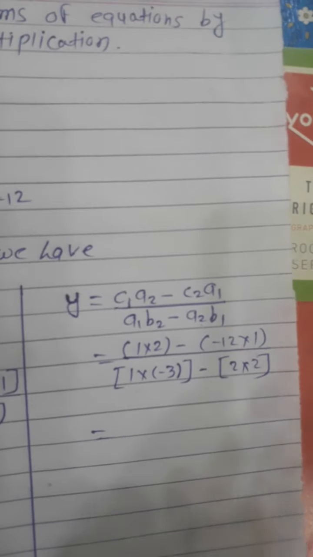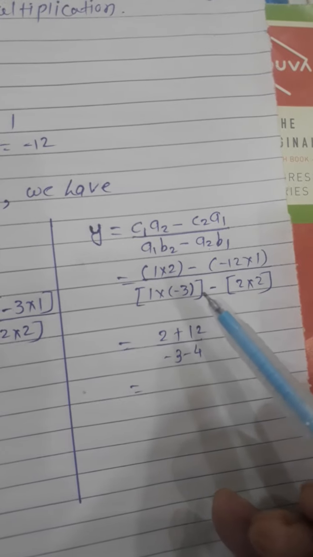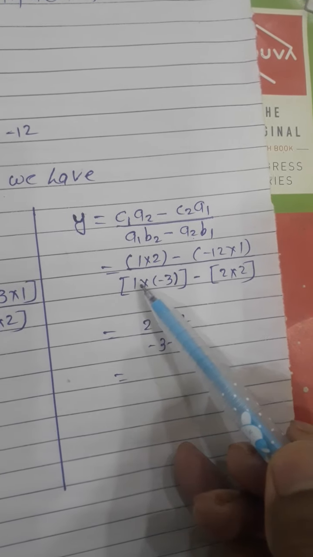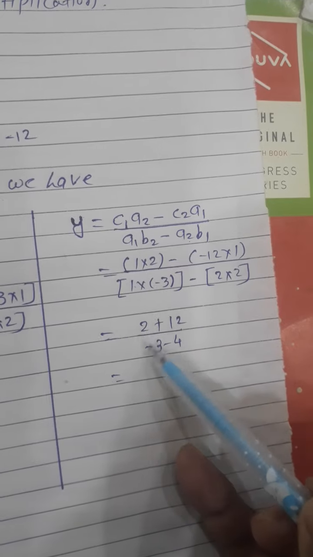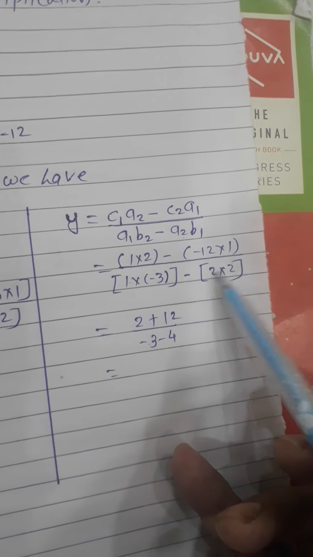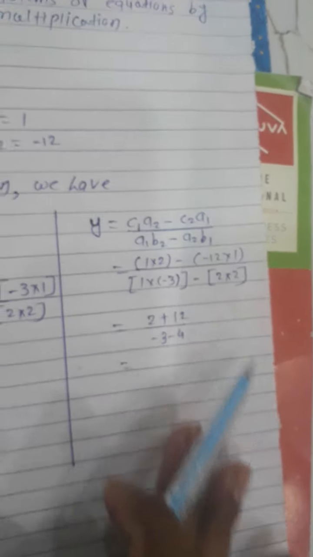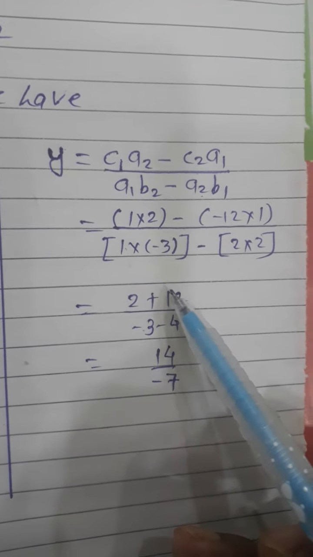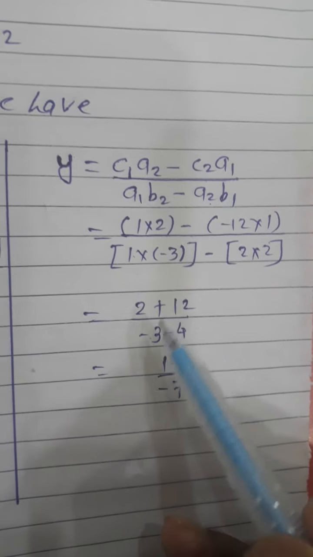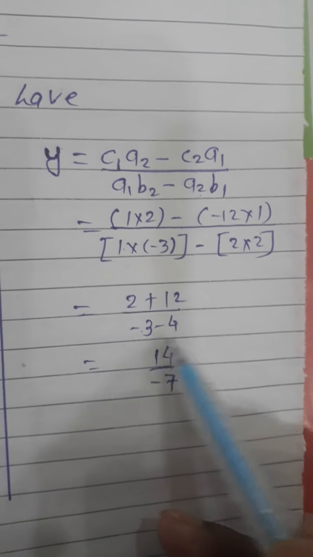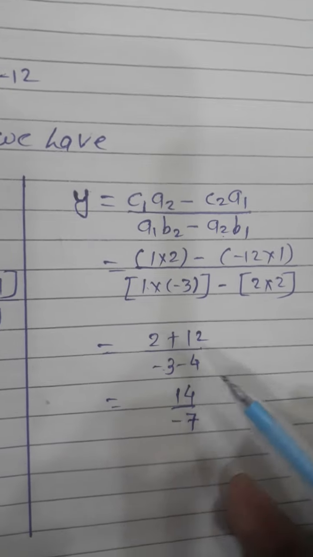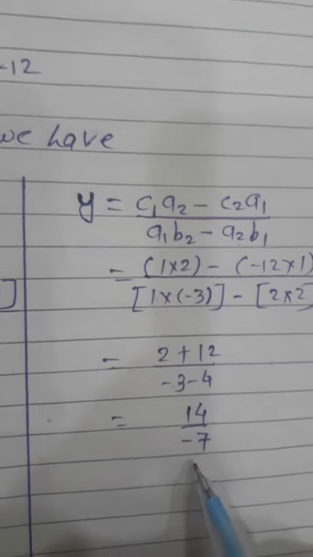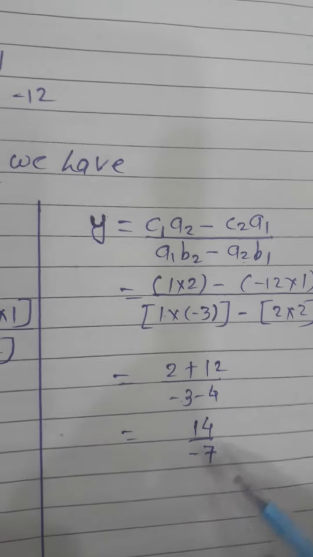So it is equal to 2 ones are 2. This minus minus gets plus, 12 ones are 12. In the denominator, 1 into minus 3 is minus 3, this minus sign as it is, 2 2s are 4. Here 12 plus 2 is 14. Divided by minus 3 minus 4. Again there are same signs, so add these two numbers and write the same sign. 4 plus 3 is 7 and the same sign is minus, so it is minus 7.